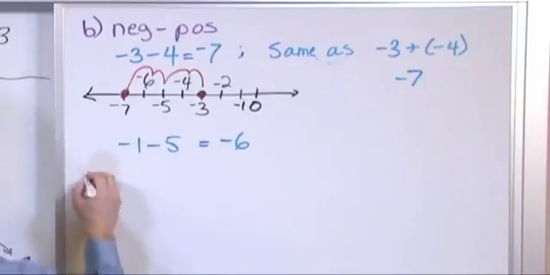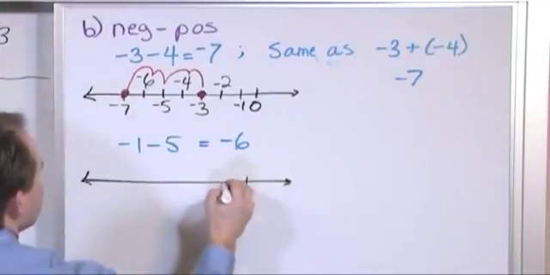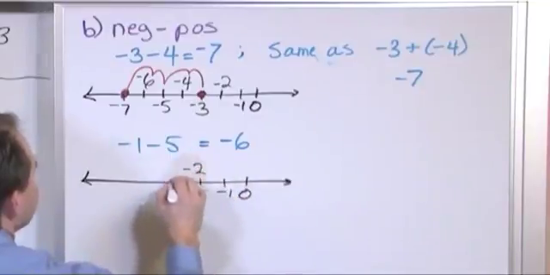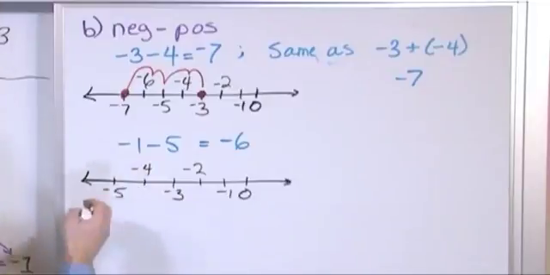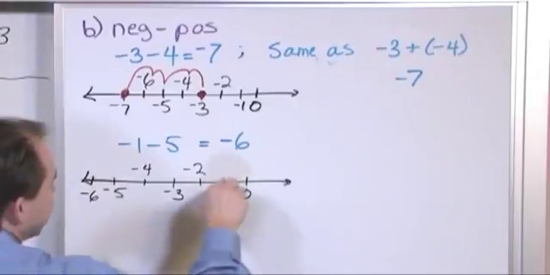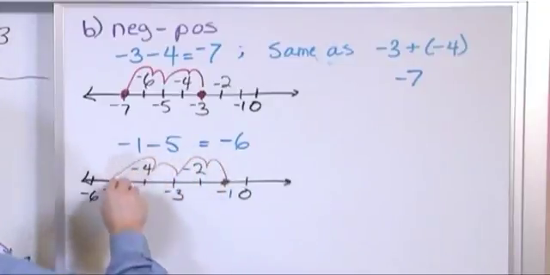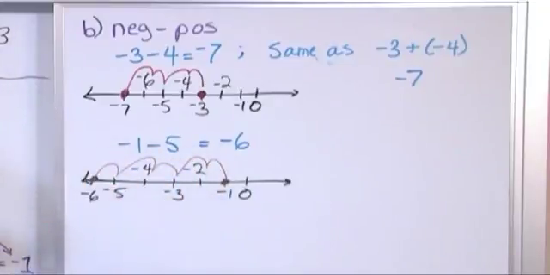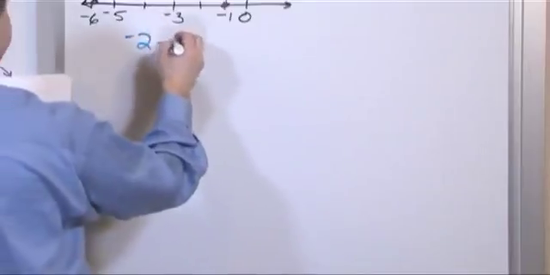And just to refresh your memory, that's because if this is 0, negative 1, negative 2, negative 3, negative 4, negative 5, and negative 6 over here, then you'd be starting at negative 1. This is the starting point, and you're going to subtract 5. 1, 2, 3, 4, 5. And you're going to land on negative 6. So just as we said before, we're going to be going more and more negative. Let's do one more quick one like this. So negative 2 minus 8.